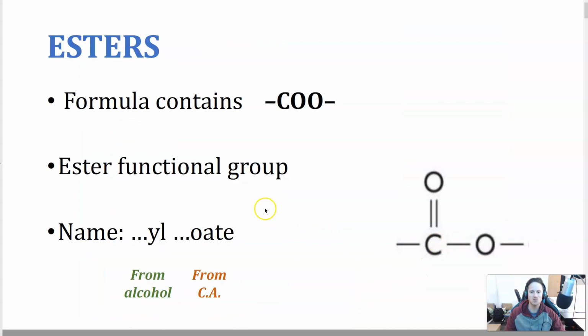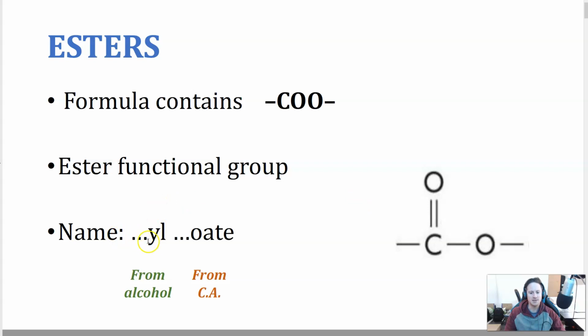Ester functional groups contain the condensed structural formula of COO, and this is how it looks in the extended structural formula. You've got a C double bond O carbonyl and an oxygen attached, and you've got two hydrocarbon side chains coming off. So this is a non-terminal functional group. It's in the middle of a molecule.